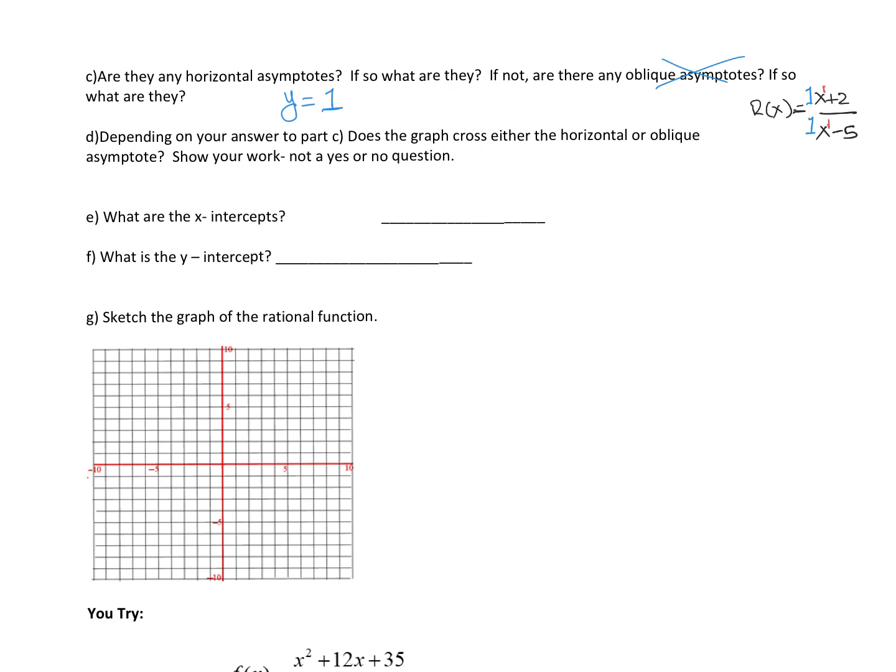How do we know if it's going to cross the asymptote? Well, that's when we set this function, x plus 2 over x minus 5, equal to our horizontal asymptote, which is 1. Cross multiplying here, we get x plus 2 equals x minus 5, or 2 equals negative 5. Of course, we know that 2 does not equal negative 5, so it does not cross the asymptote.